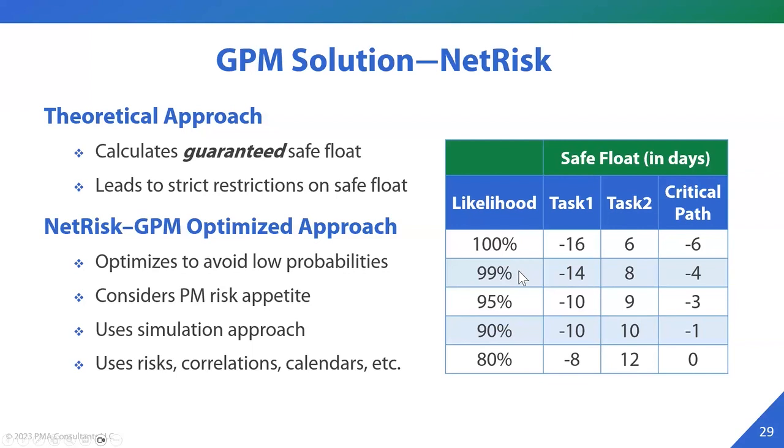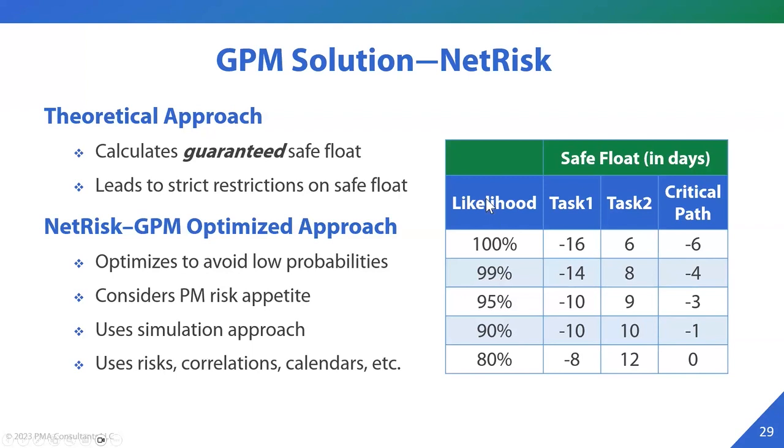So NetRisk, on the other side, provides you with an approach which is a little more optimized. It takes care of these very low probabilities at the get-go, and it provides you somewhat of a 99% plus likelihood by default. And again, because it's using a simulation-based approach, it can take into consideration things like risks that might be happening, uncertain risks.